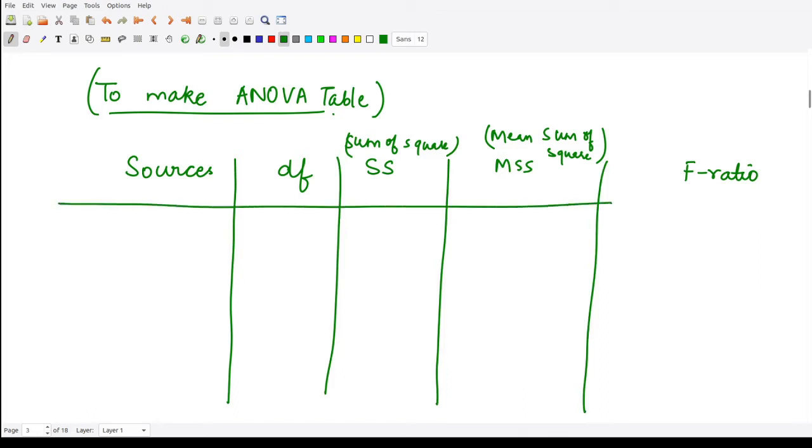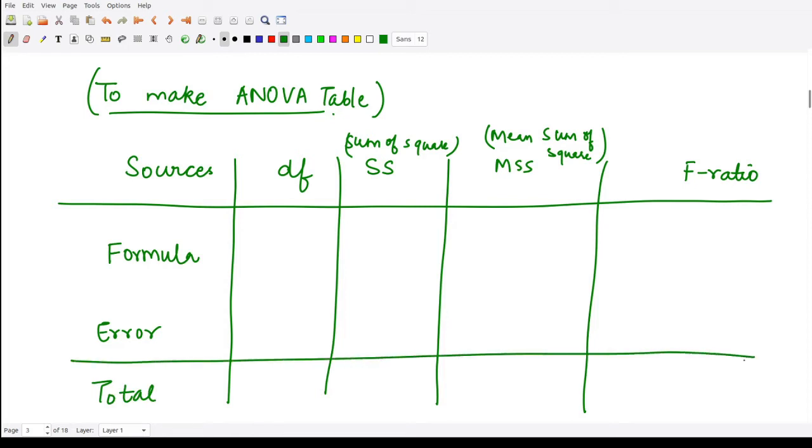So according to this, how many sources are there with you? Here you will write what is given to you. You are given 3 formulas. And here you will write error, and then you will write total. Now for the degree of freedom: how many formulas are given to you? In total we are given 3 formulas. So your degree of freedom is always n minus 1. So here we have 3 minus 1, which is equal to 2.